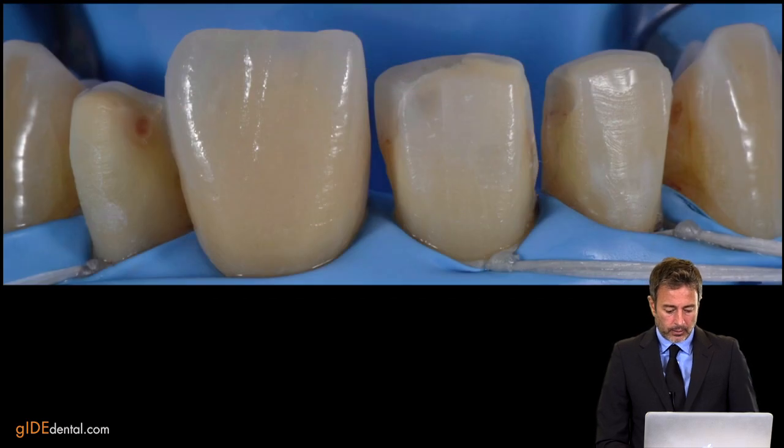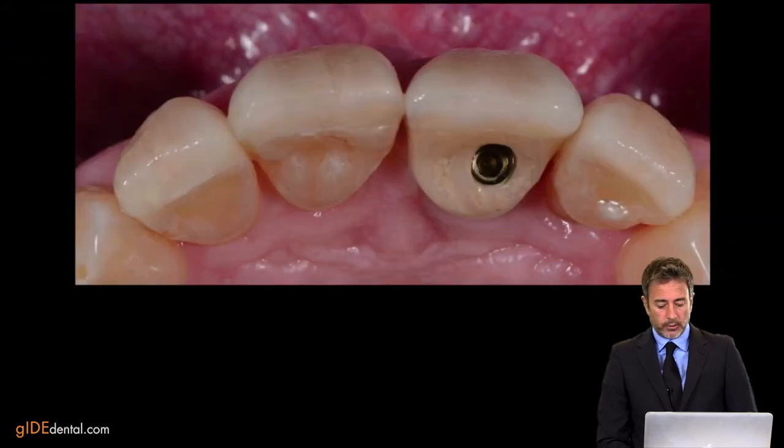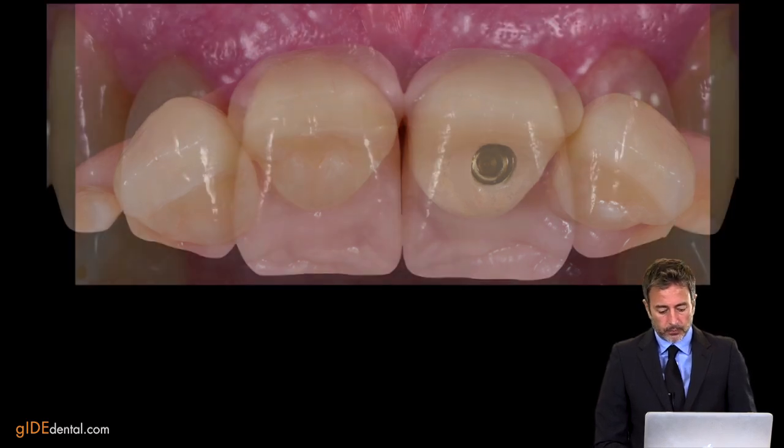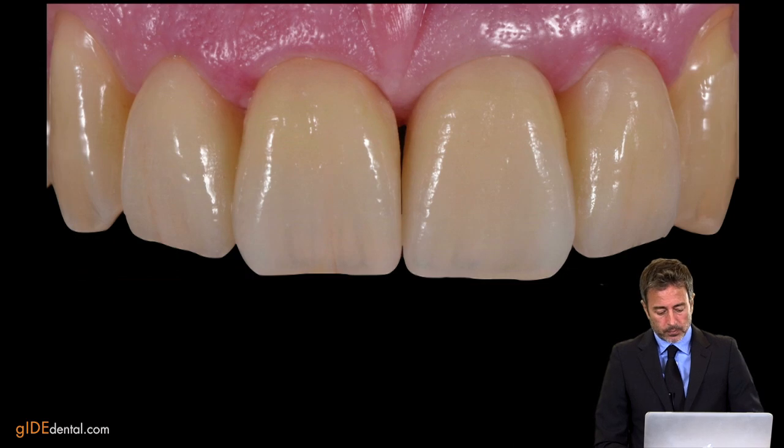And some final images, and you can see here the final restorations: a screw retained restoration, veneer abutment at the left central incisor, and 3 veneers in the neighboring teeth, and the final frontal view, and the happy patient.